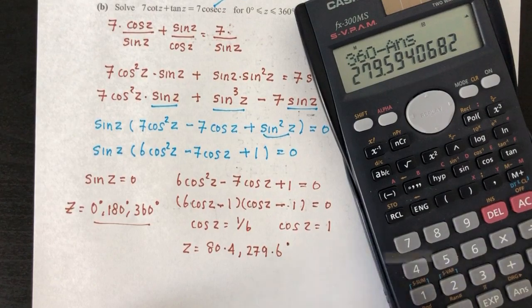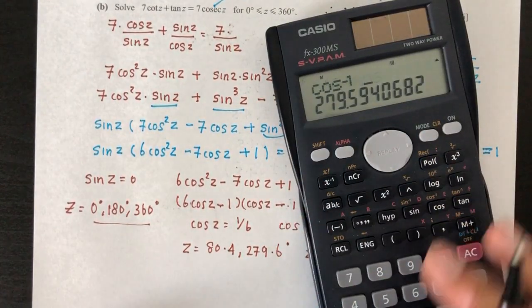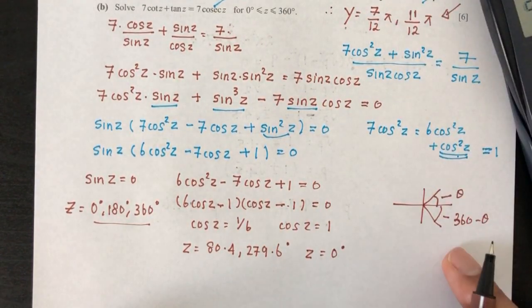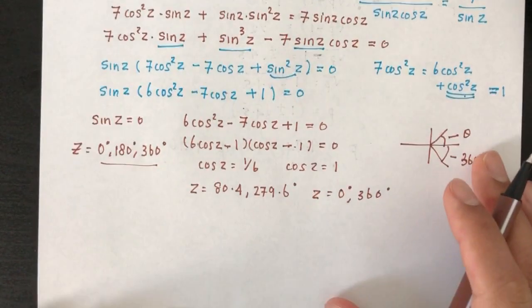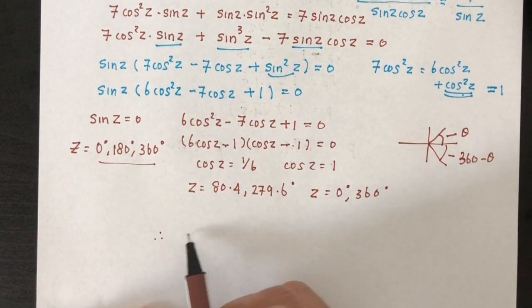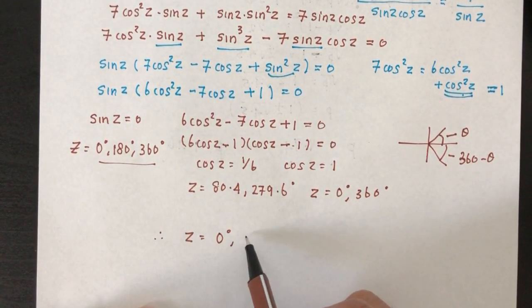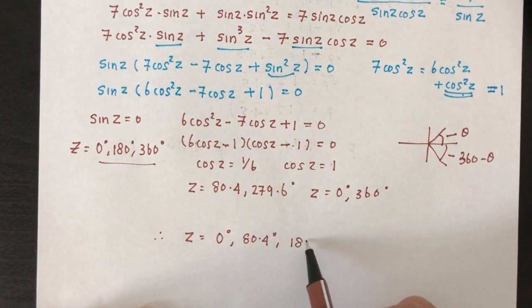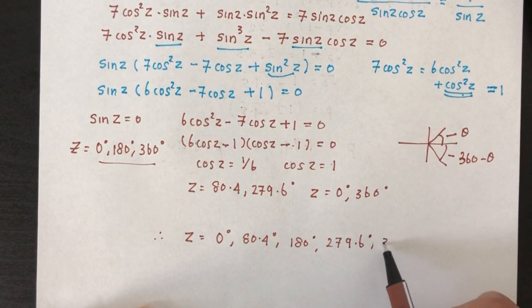279.6. And then for this one you will have cos inverse of 1, that will be 0, and then that will be 360. Okay, so your answers for z can be 0, 80.4, then 180, 279.6, and 360.